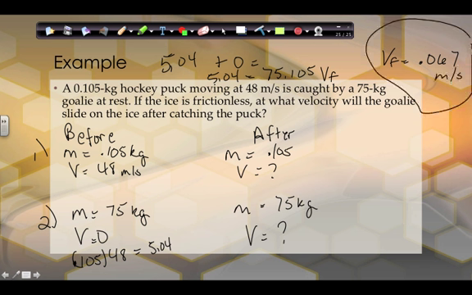Right here we have a very slow velocity, and that makes sense because the goalie is much more massive compared to the hockey puck. The puck is not going to be able to move this person very much. Whenever you have a collision problem, set up a before and after table, and if anything equals 0, you can cancel it out. Basically, you're just trying to find the total momentum before the collision, and that's equal to the total momentum after the collision.